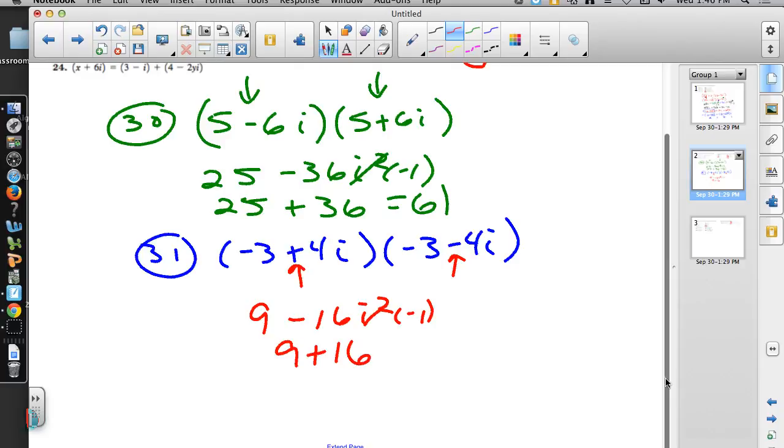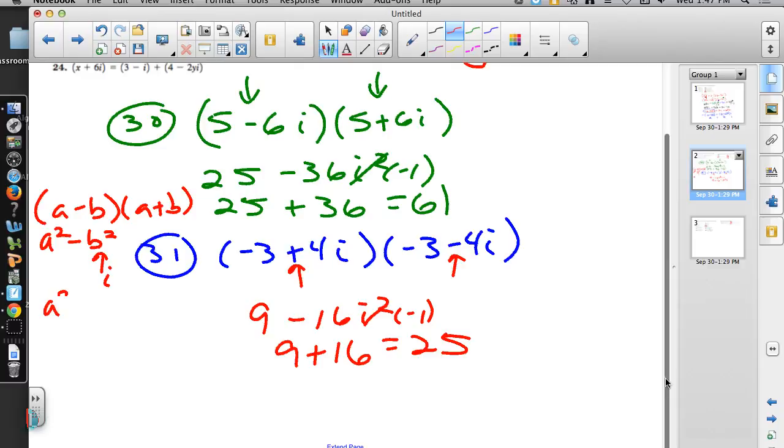And after doing a couple of these, we should realize, wait a minute, it's always going to turn out to be a plus in the middle. And the reason that's going to happen is because if we do a minus b times a plus b, we get a squared minus b squared. But if this includes an i, it's going to change that to a squared plus b squared.